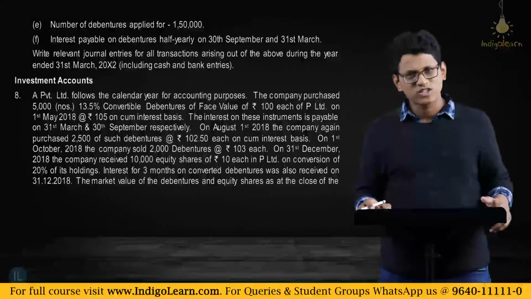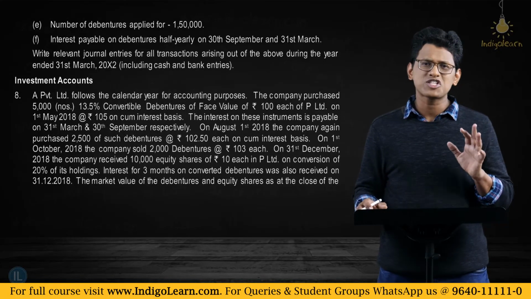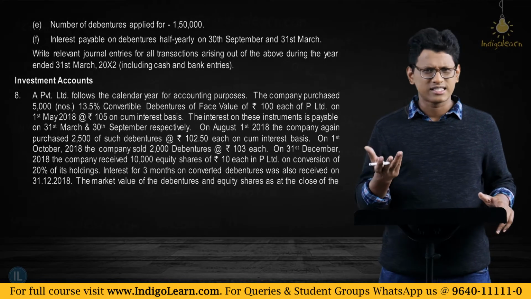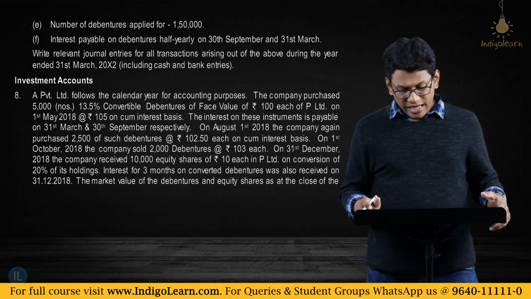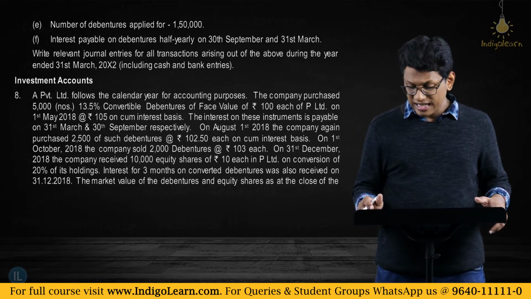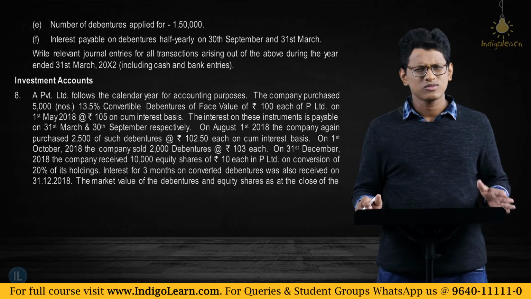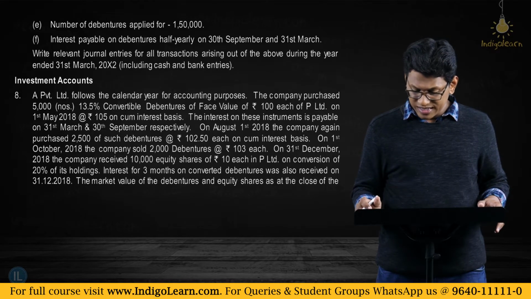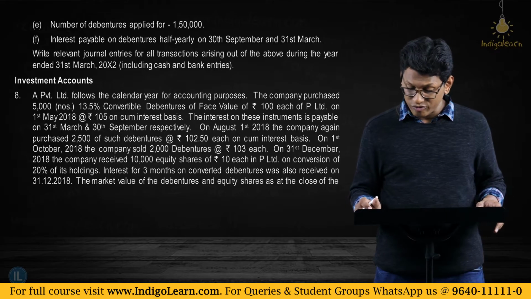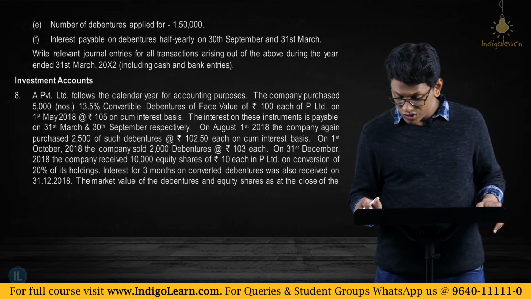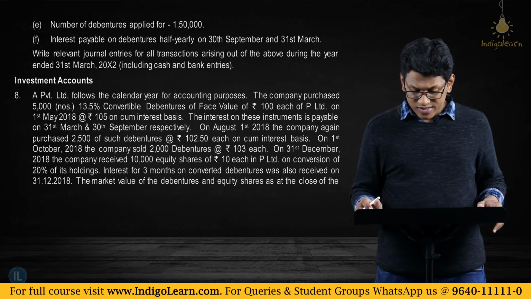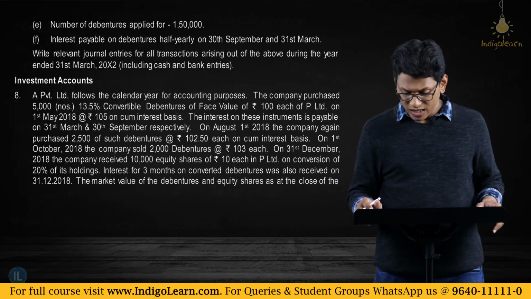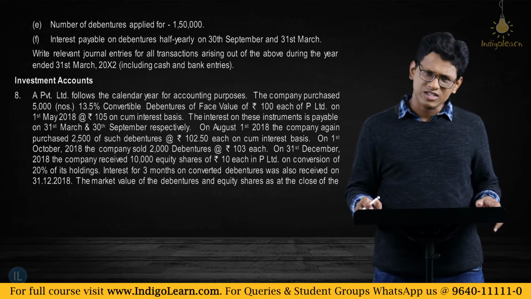Friends, now let us look at the next problem. This is from investment accounts, which is a chapter in our curriculum. A private limited follows calendar year for accounting purposes. So, January to December. The company purchased 5,000 numbers, 13.5% convertible debentures of face value 100 each of P Limited on 1st May 2018 at 105 on cum interest basis.